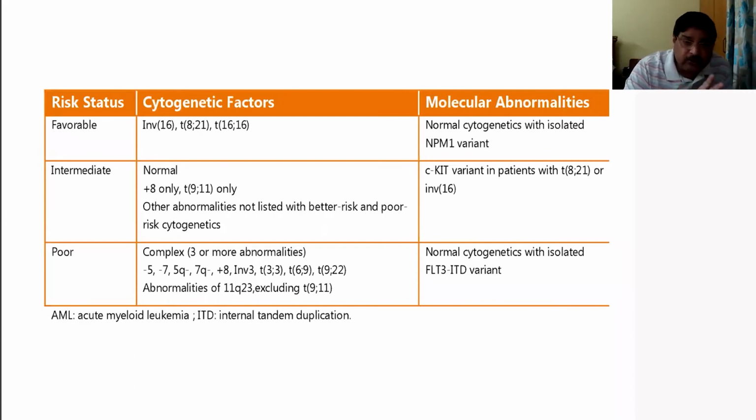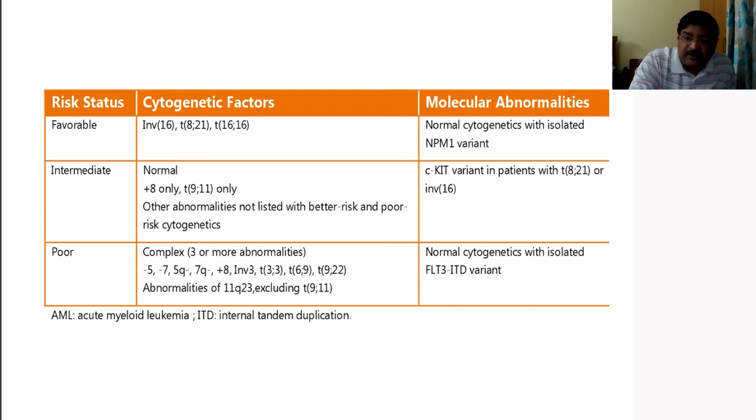So monosomal karyotype is poor in prognosis. You can have trisomy 8, you can have inversion 3, you can have t(6;9) and t(9;22) translocations, both found in ALL and AML. And you can have KMT2A abnormalities, as I have described. All are poor. Anything which is not favorable, not poor, is in the intermediate category. So normal karyotype is intermediate. Trisomy 8 only could be intermediate. Other abnormalities not listed with favorable and poor are all intermediate.